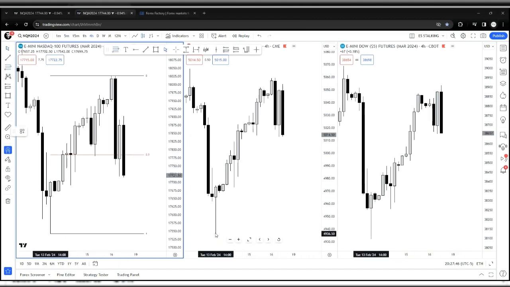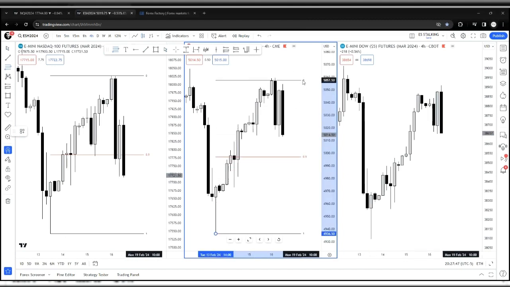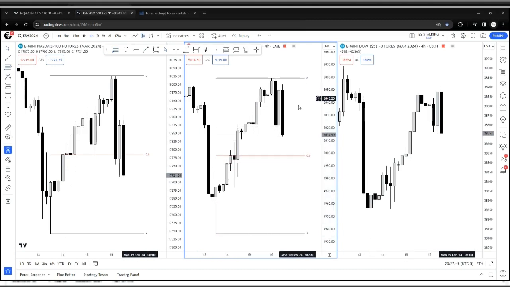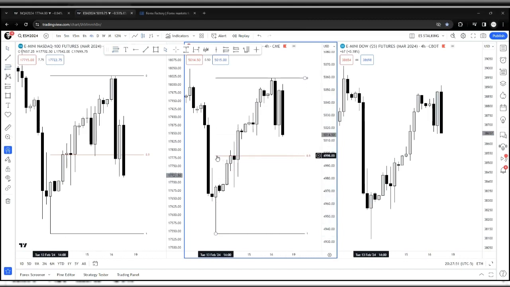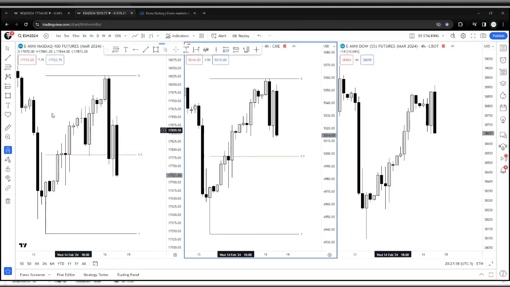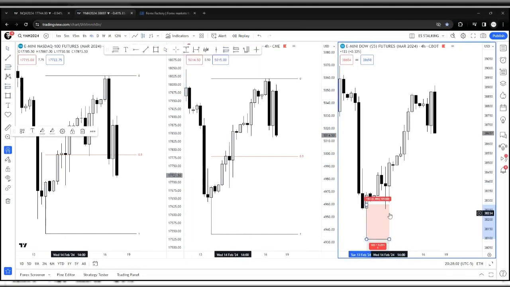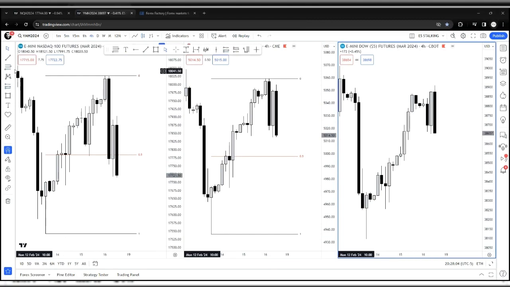Whereas here, price didn't break below the 50% of the range as yet. The same goes for the day, right? That was a mistake. The same goes for the day.